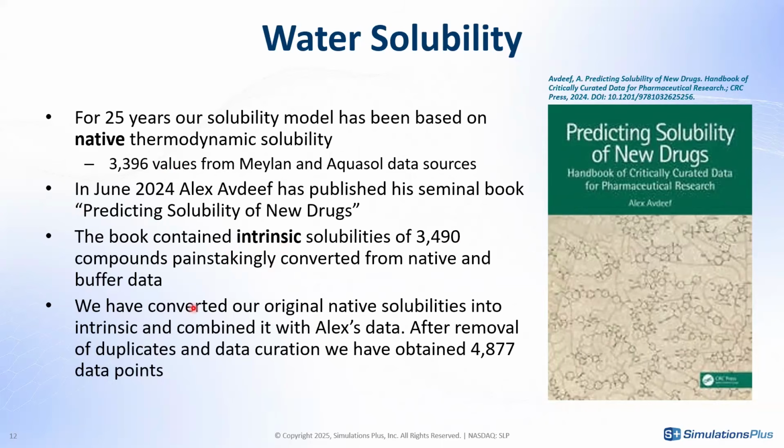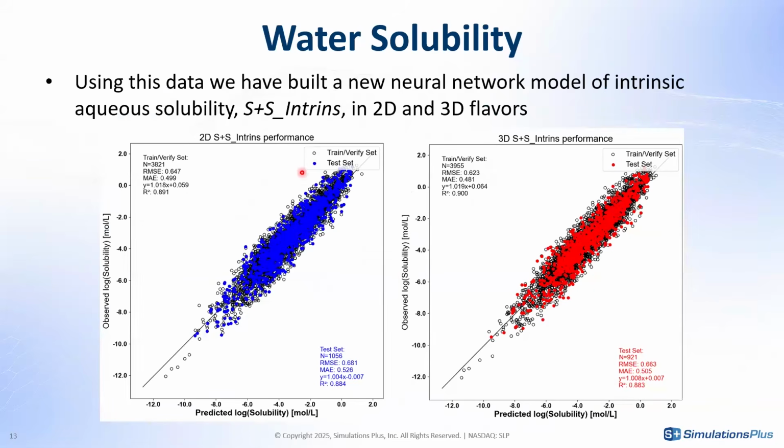We made the decision to convert our original data set into intrinsic solubility so that it could be combined with the data from this book. So after doing that combination and duplicate removal and curation, we have a data set that's almost 4,900 compounds. So significantly bigger than where we started. With that new data, we built a model of intrinsic solubility. There are both 2D and 3D flavors. So this is the kind of the default model. This is the one that incorporates 3D descriptors as well, and that requires 3D structures to run.